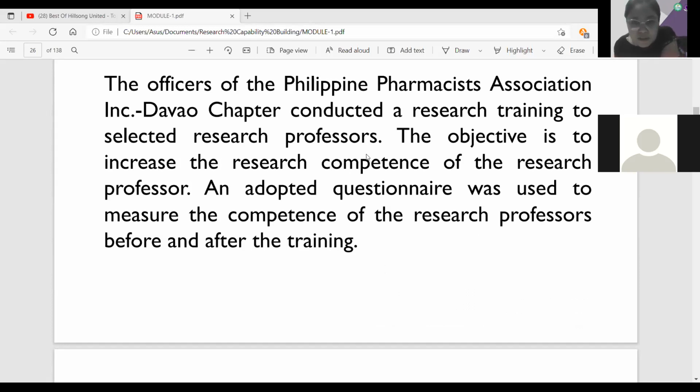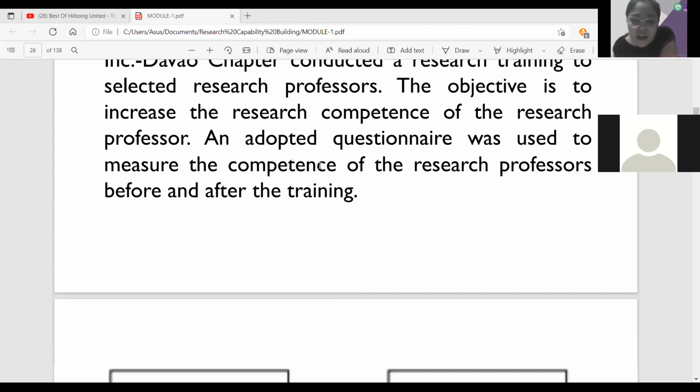Yung sa pharmacist. Pero actually, this is not purely sa pharmacist kasi yung nag-conduct lang is the PPHA Davao chapter. They conducted a research training to research professors. So the objective of that training is to increase the research competence of the professors. So they gave a training, but they actually gave questionnaires before and after the training.